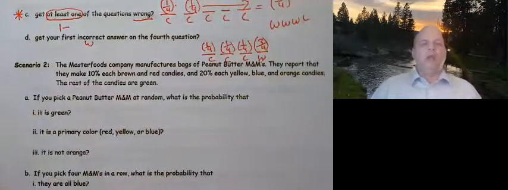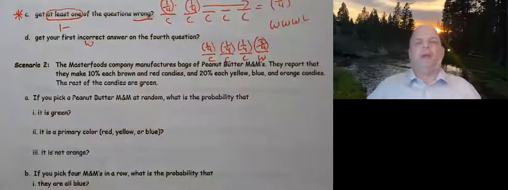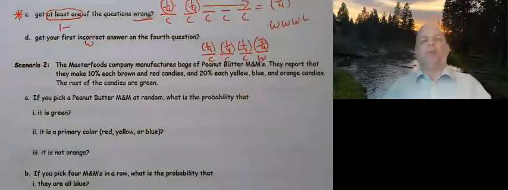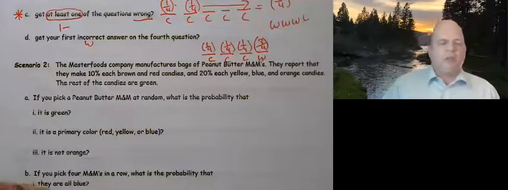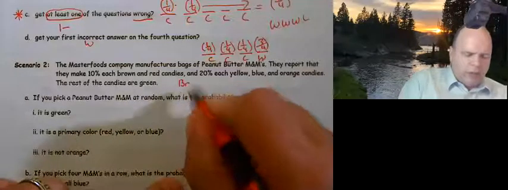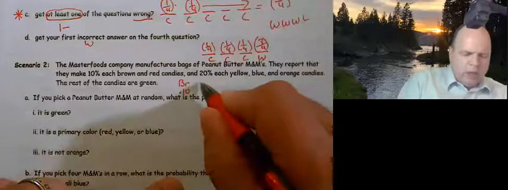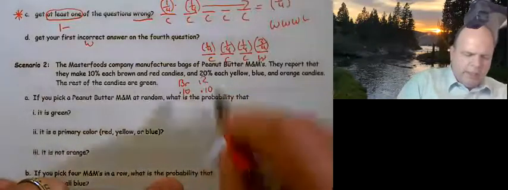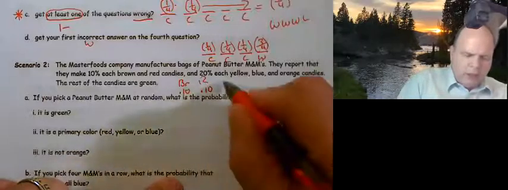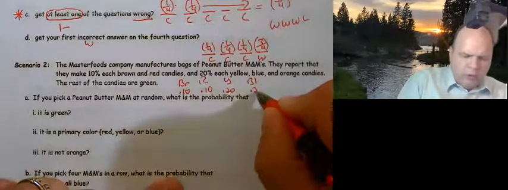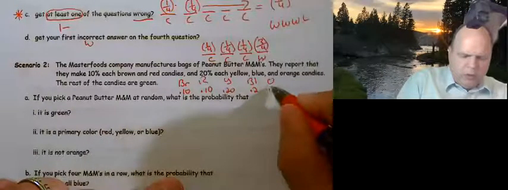Okay. All right. The Master Foods Company manufactures bag of peanut M&Ms. They report that they make 10% each brown and red candies and 20% each blue and orange candies. The rest of the candies are green. So we have brown is 0.10, red is 0.10, yellow 0.2, blue is 0.2, orange is 0.2.